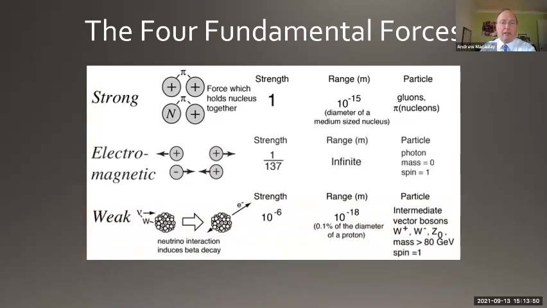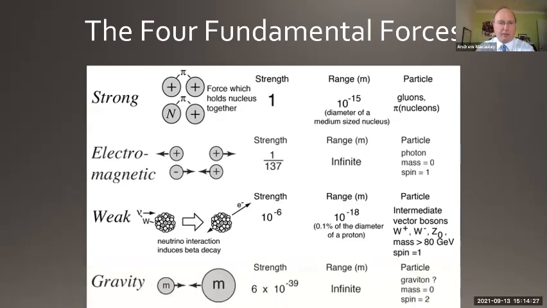The third is the weak nuclear force, and neutrino interaction induces beta decay. So we're looking at decay of the nucleus. The range is very, very small. It's about 0.1% of the diameter of a proton, which means 10 to the negative 18 meters. It's dealing with intermediate vector bosons, which are W+, W-, or Z0, with a mass of just greater than 80 gigaelectronvolts and a spin of 1.